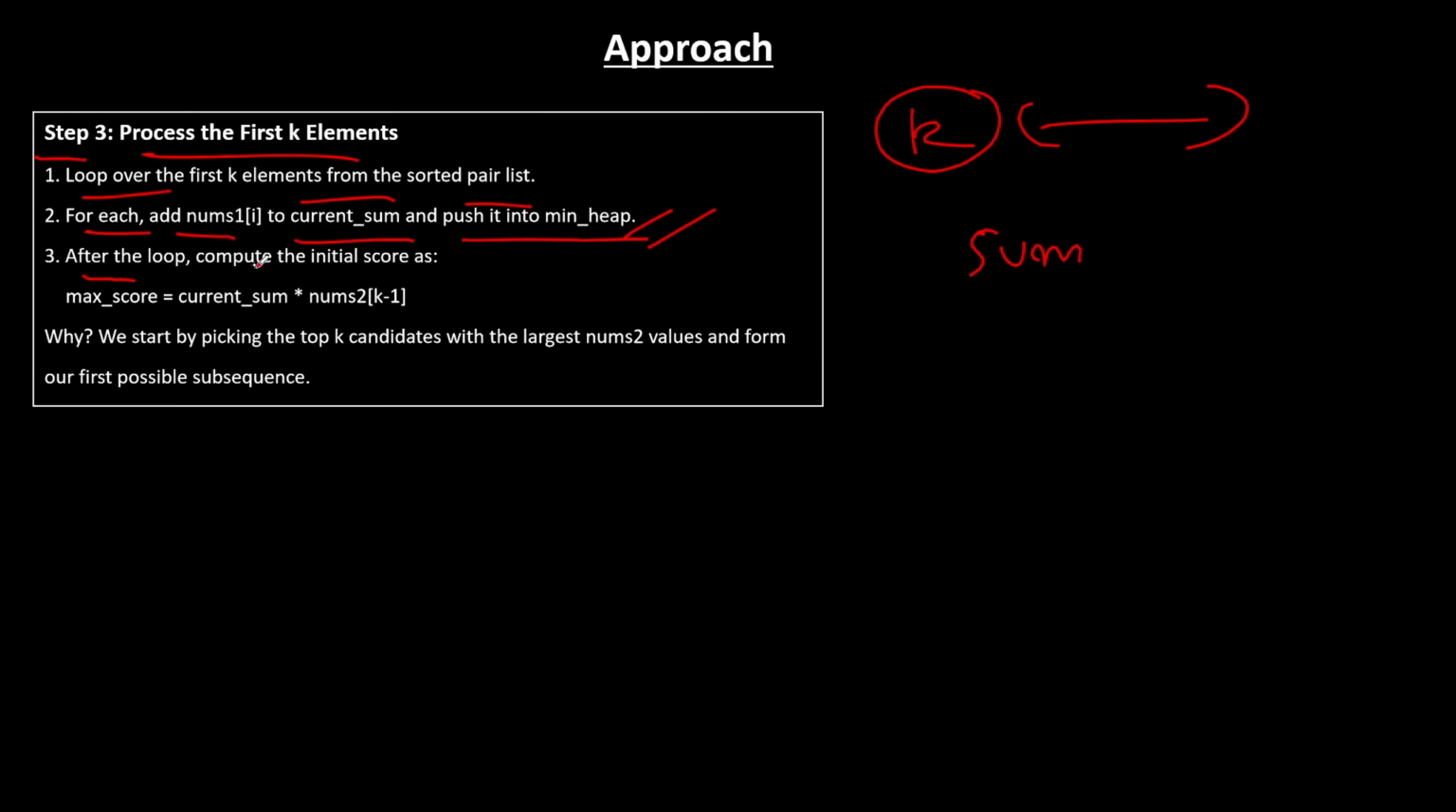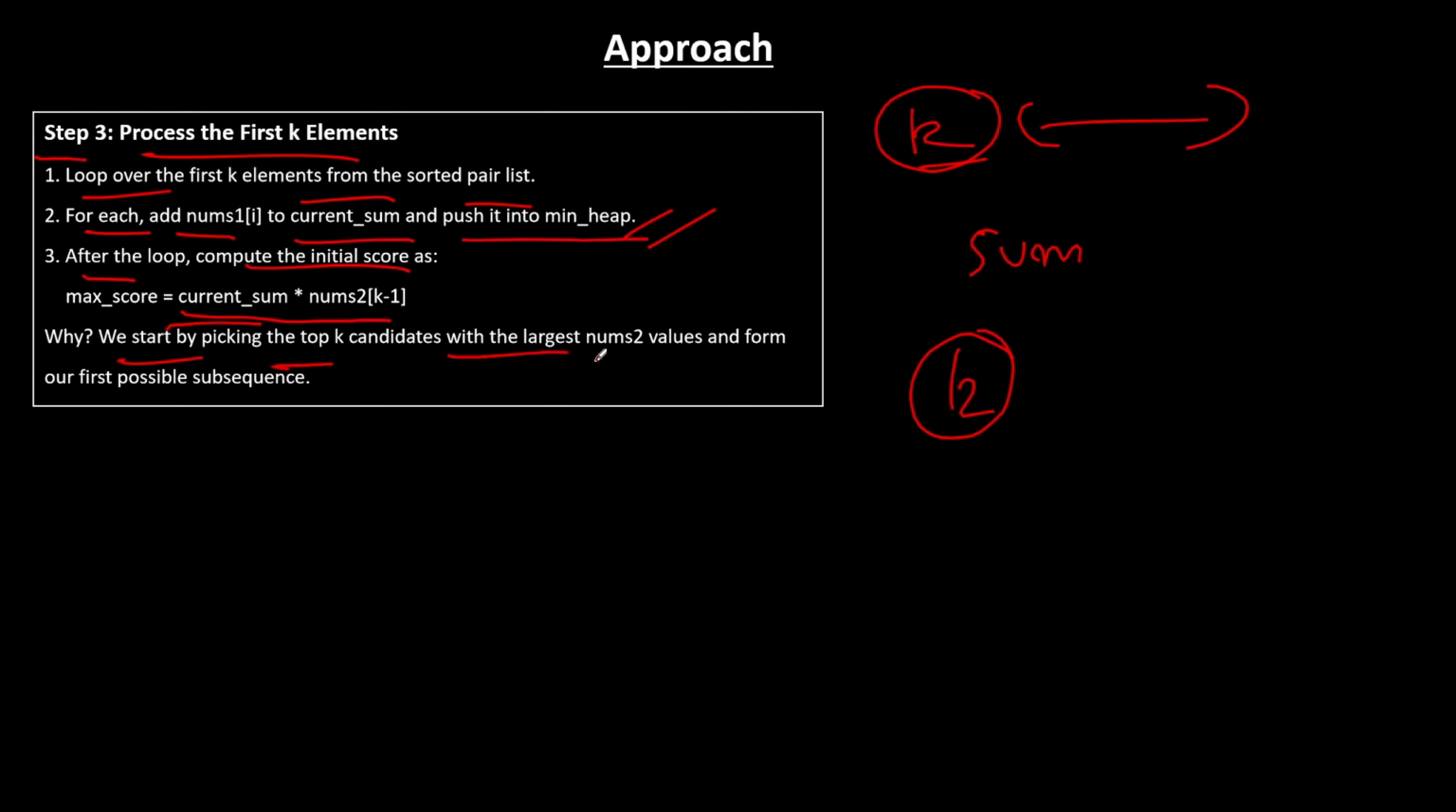And after the loop, we compute the initial score. Since we have taken the k elements and nums2 is already sorted, we take the kth value and multiply it with the current sum, so we get the definite max score for that particular range. Why are we doing this? Because we start by picking the top k candidates from the largest nums2 values and form our first possible subsequence.